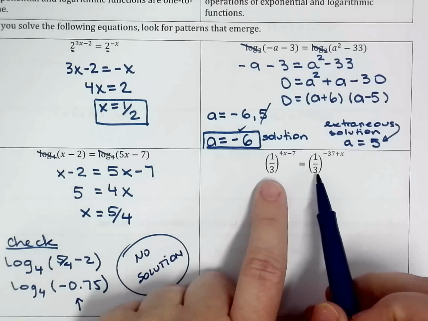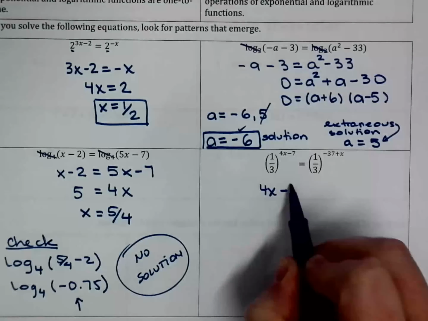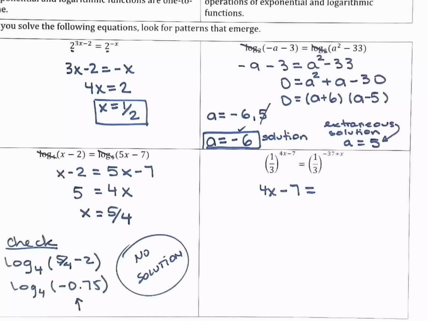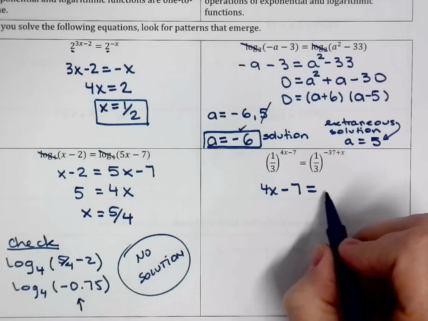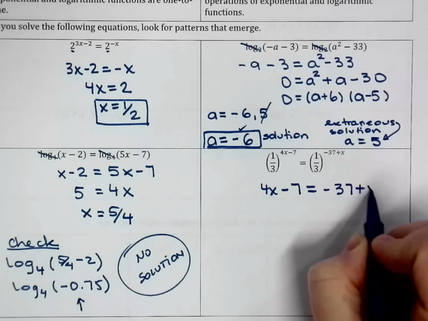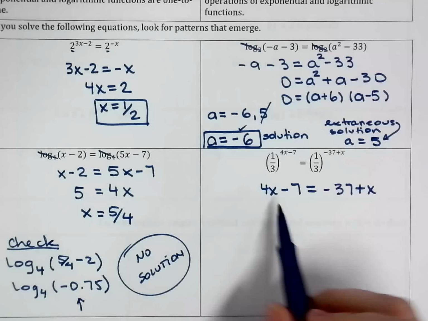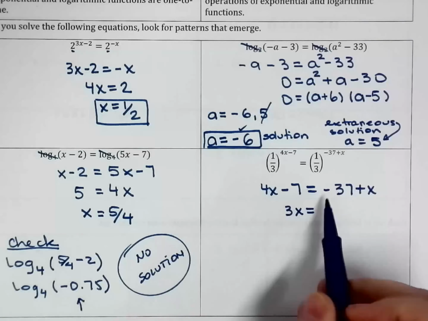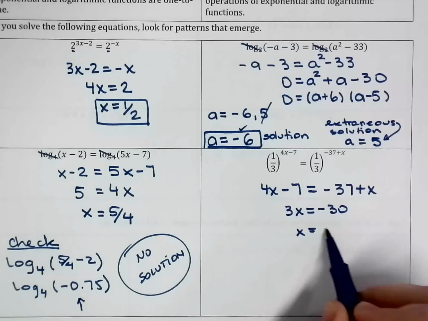So easy, bases are the same, exponents are the same. So for x minus 7, negative 37 plus x. So here I have minus x on both sides. I get 3x right here. Add 7 here. I get negative 30. Divide by 3. I get negative 10.